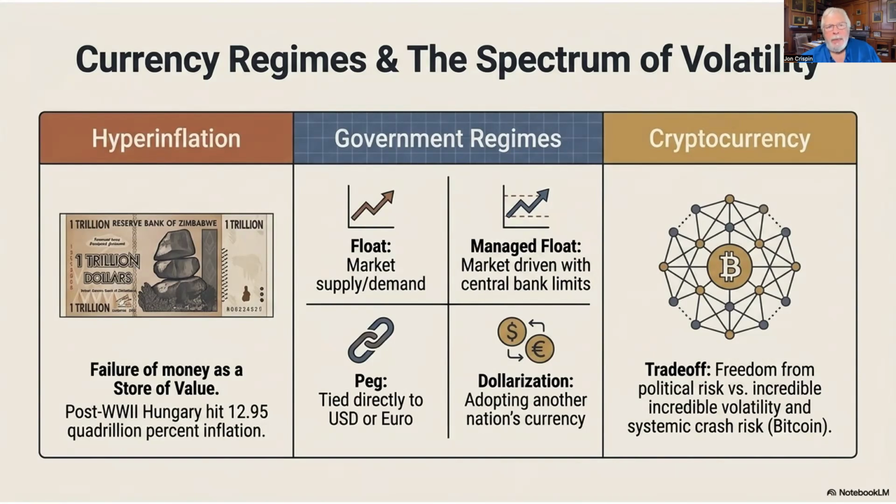The governments have ways to do this through the float, managed float, peg, and dollarization. Those are the choices that they have. They can use a trade-off, freedom from political risk versus incredible volatility and systemic crash risk, such as Bitcoin. As you read, Bitcoin is wildly volatile, and many have looked at it as nothing more than gambling. So we're still developing policy on that to see where it goes.